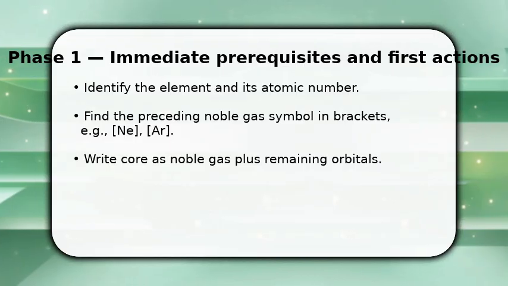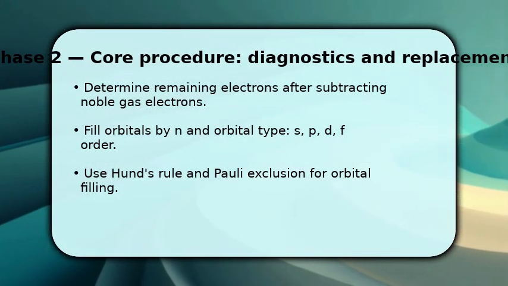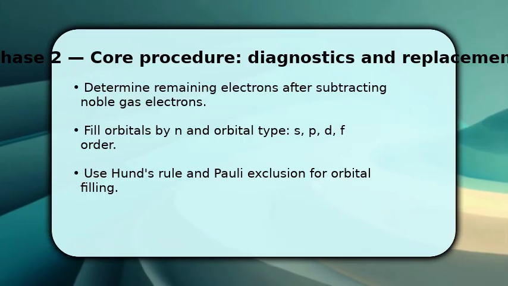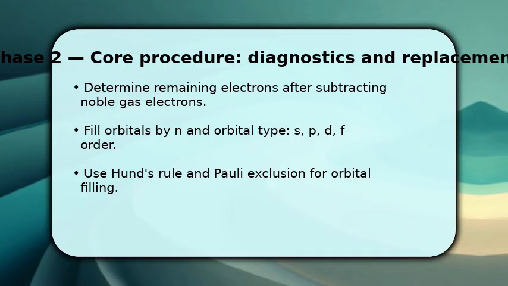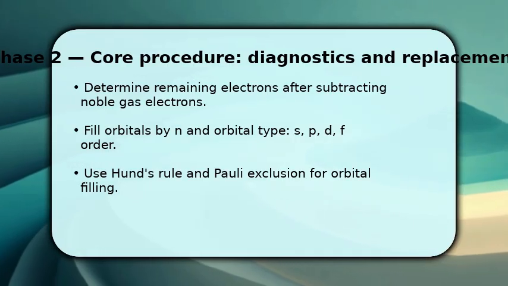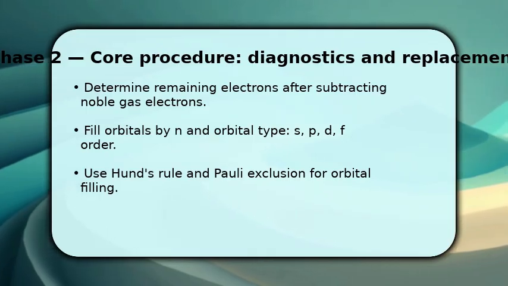Now move to the outer electrons. Those are what you'll add after the noble gas core. Next, you calculate how many electrons remain beyond the noble gas core. Subtract the core's electrons from the element's atomic number to get that count. Then add orbitals in correct sequence, n and subshell order. For transition metals, include d after the appropriate s.